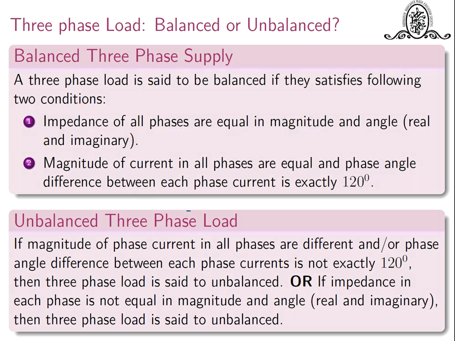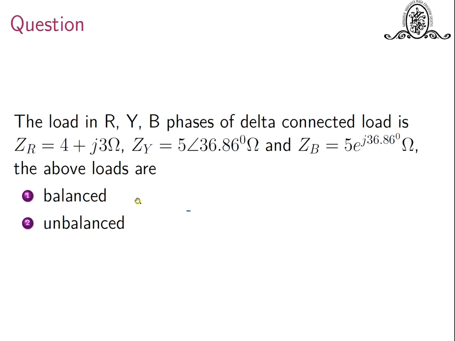But if the current in all phases is different and the phase angle difference is not exactly 120 degrees, then the load is said to be unbalanced. If the impedances of each phase are not equal in magnitude and angle, that is, real and imaginary values are not equal, then the three phase load is said to be an unbalanced load.